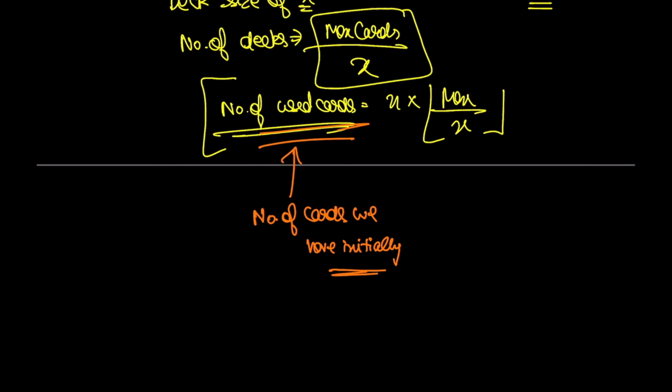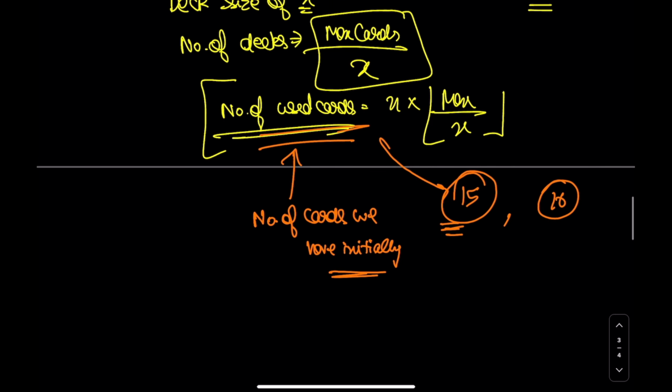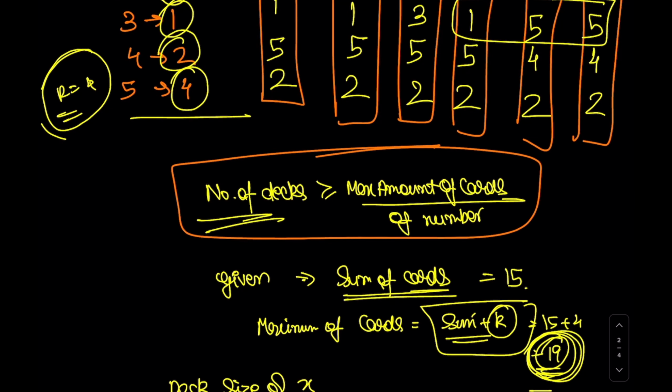Like we can increase the number, but we cannot decrease the number. Let's suppose this number was 15, but initially we had 16 cards. So then it would not be possible. So we need to keep this condition in mind, that the number of decks should be greater than the maximum number of cards for a given number.